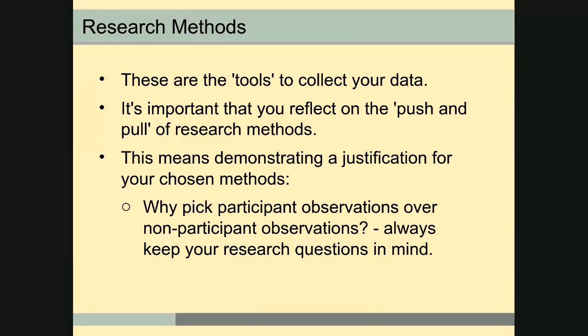So the example I've picked here is, why have you picked participant observations over non-participant observations? And refer back to your research questions. When you're providing that justification, make an explicit reference to that. This would be a useful method to adopt because it would enable me to answer research question 1 because... And again, it shows that justification, it shows that thought process, and it demonstrates your understanding of this relationship between your research questions and your methodology.